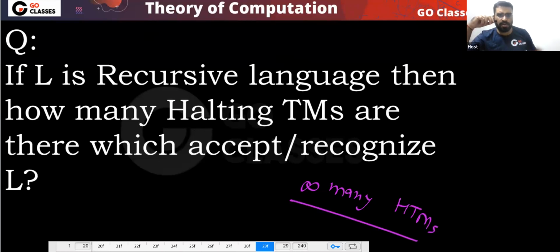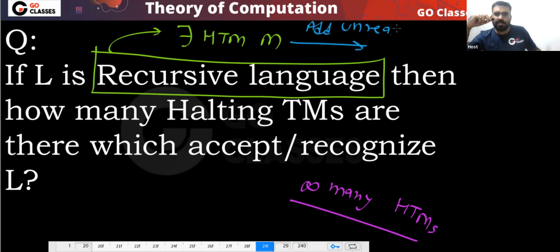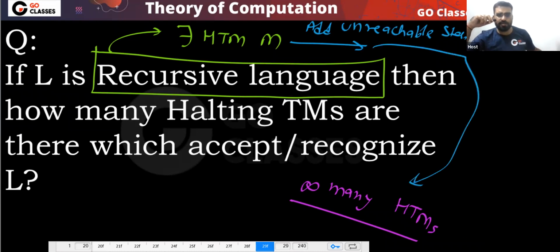Yes or no? Because it is a recursive language, there exists a halting Turing machine. Now what you can do is add unnecessary, unreachable states. With these unreachable states you can create infinitely many halting Turing machines.